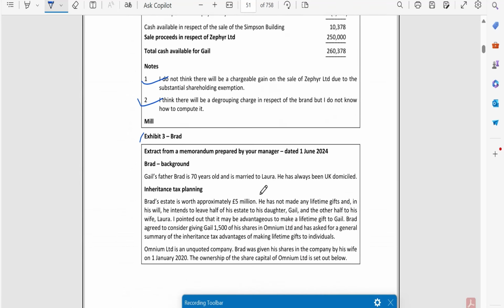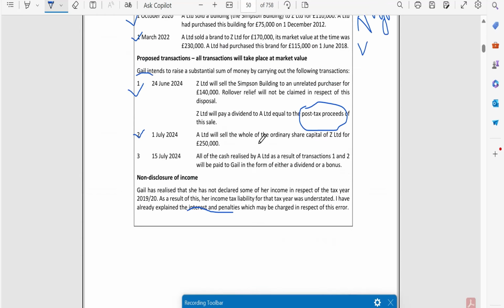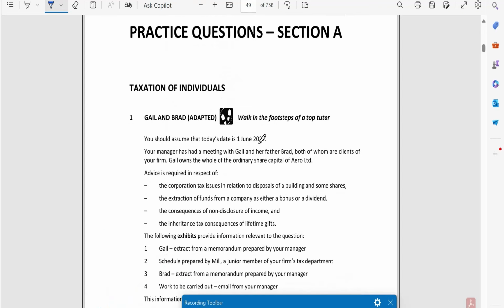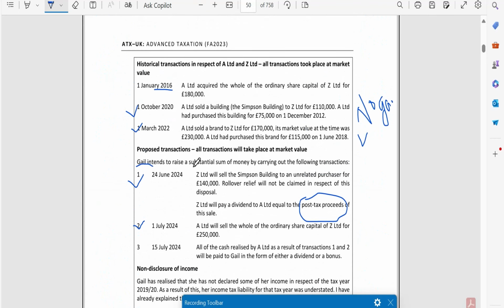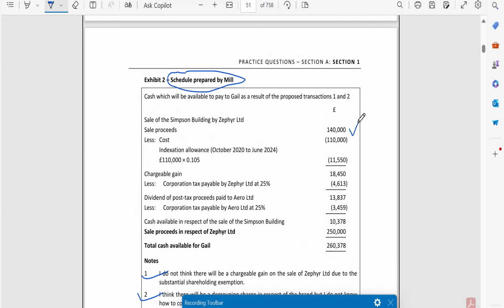So where is the schedule calculated by Millie? Yeah, this one is the schedule calculated by Millie. Okay, so basically the sale of Simpson building by Z Ltd. Where was that? Yeah, here it is. Z Ltd will sell the Simpson building to an unrelated party for 140,000, and Millie has kept the 140,000. Fine, this is correct.